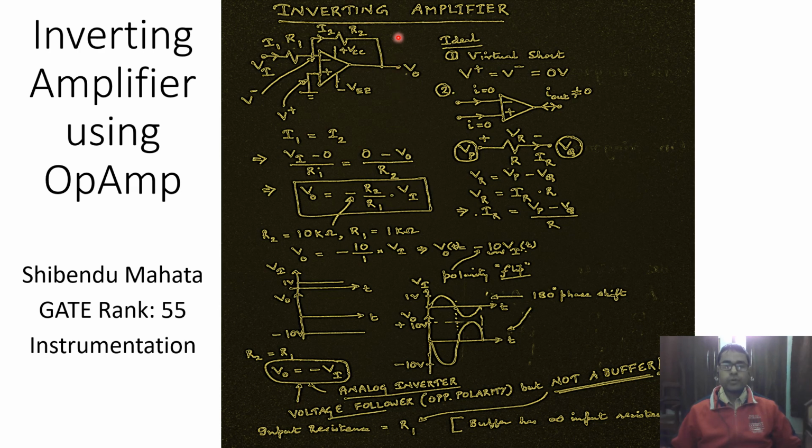Today we will discuss a basic operational amplifier topology in the negative feedback sense, which is that of the inverting amplifier. And this is one of the simplest operational amplifier topologies other than the voltage follower.